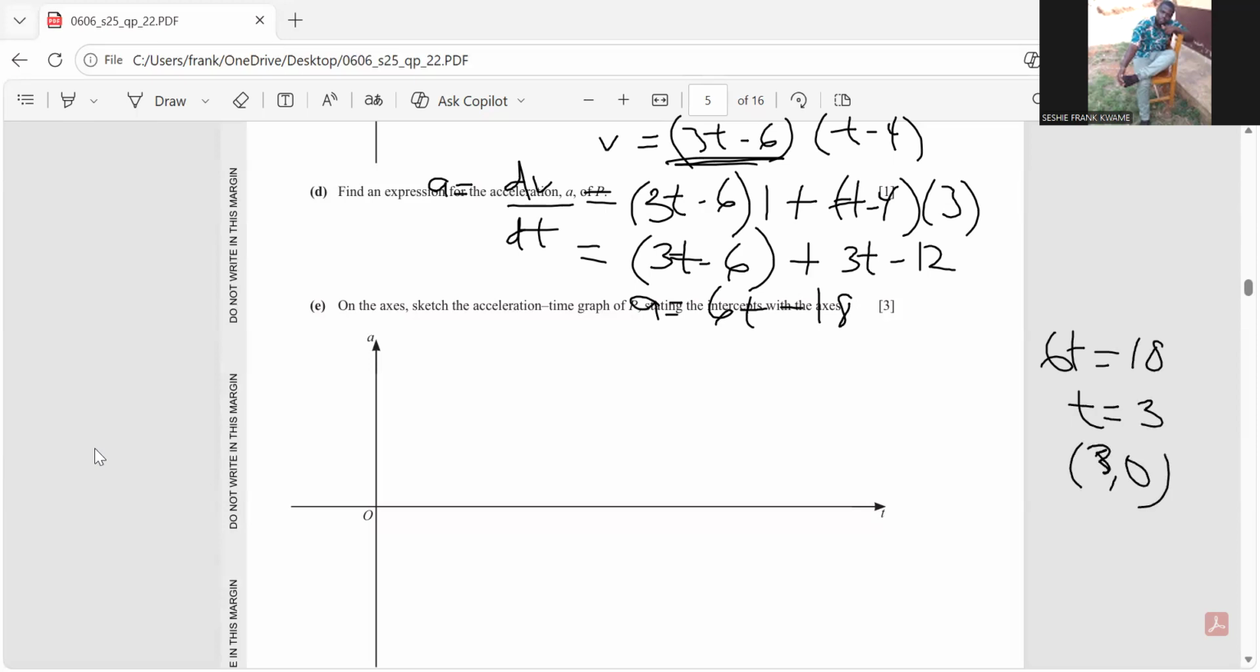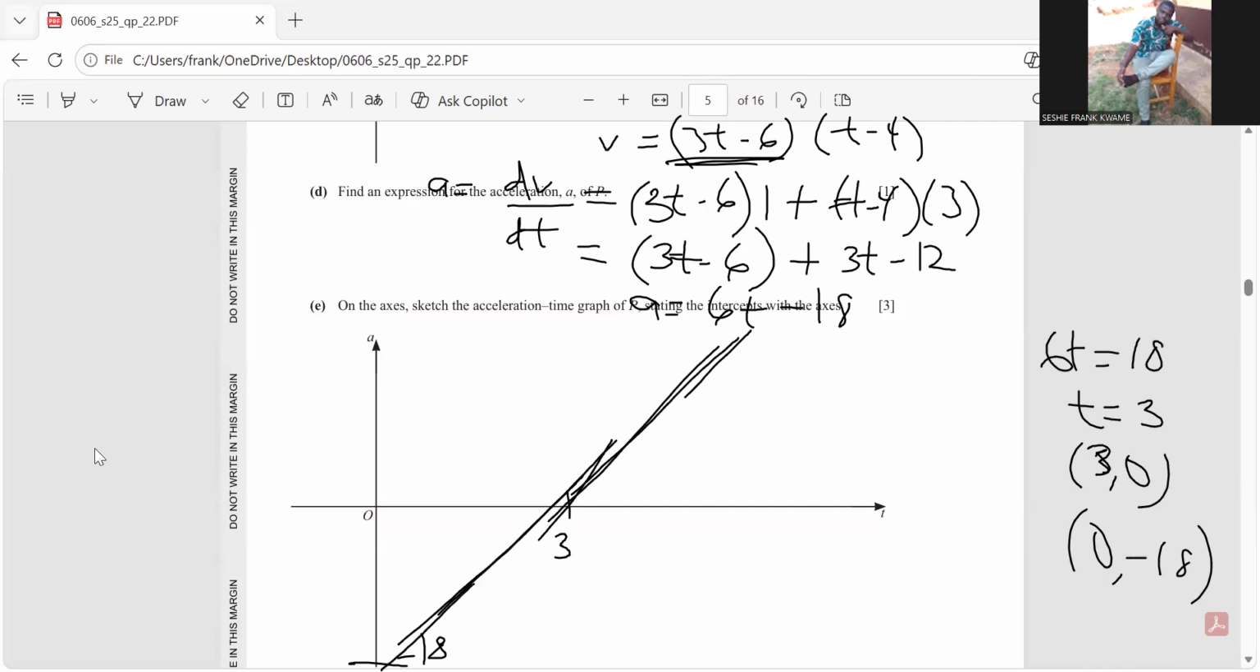At t equals 0, a is negative 18, so that's going to be (0, negative 18). If I look for this (3, 0), it can be here. Then we can look at (0, negative 18), somewhere here. So I draw this like this and connect this right to (0, negative 18). And that gives me the graph of the acceleration against time.